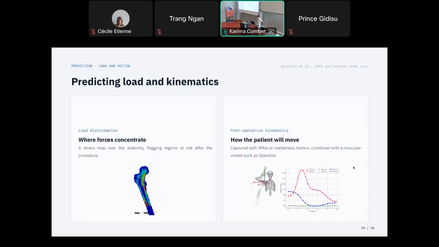Also, we can aggregate, as I mentioned before, other data sources like kinematics or FEM simulations to make the digital twin more dynamic and to predict, for example, the motion of the shoulder or the bone strength during the implantation step.